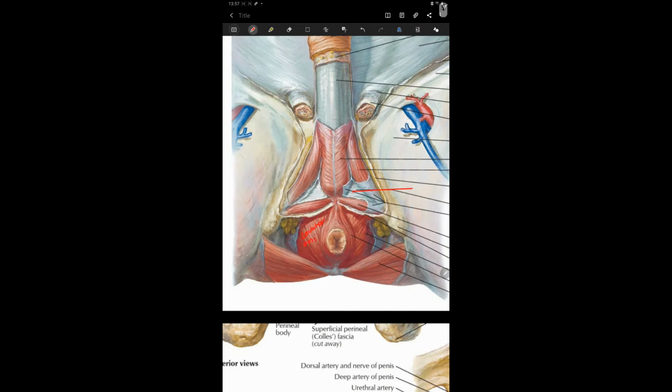Deep to the perineal membrane is the levator ani muscle. The levator ani is a compound muscle consisting of two parts, the pubococcygeus part and the iliococcygeus part, and a pouch is present deep to the perineal membrane and superficial to the levator ani. This pouch is known as the deep perineal pouch.